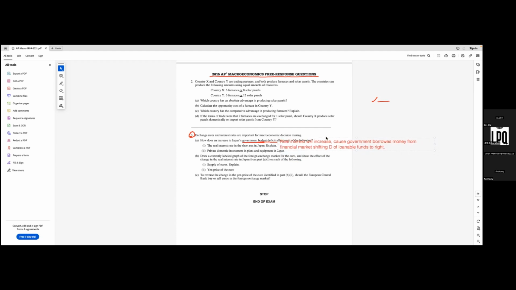Because the government, what is the definition? By definition, a government deficit means governmental spending is even greater than tax revenue. So basically, you spend more money than the money you make. How can that happen? This month, like you made $100, but you spend $120. That means you borrowed $20 from somewhere. So the government is borrowing money, so the interest rate will increase.